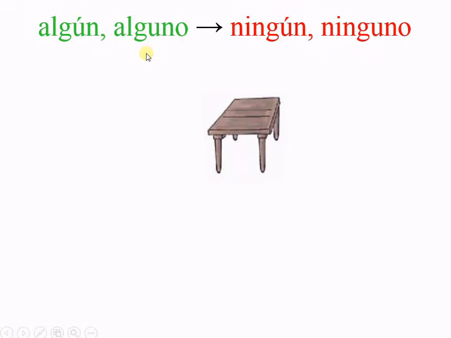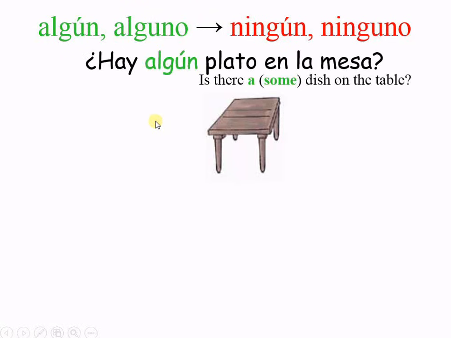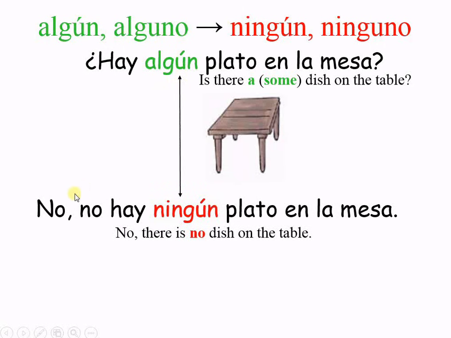Algún, alguno, ningún, ninguno. This is one we need to be careful with. Let's understand it better. ¿Hay algún plato en la mesa? Well, they both mean the same, but here I'm going to use algún. Why? Because in this case, I have a masculine noun right after it, and I need to also add the accent mark. Now, no hay ningún plato en la mesa.